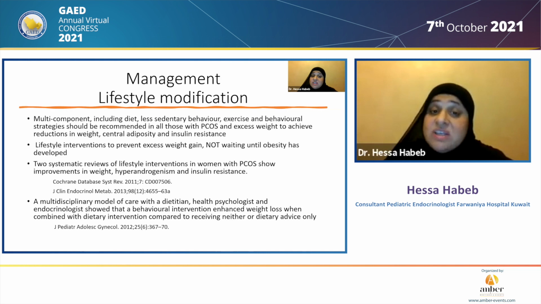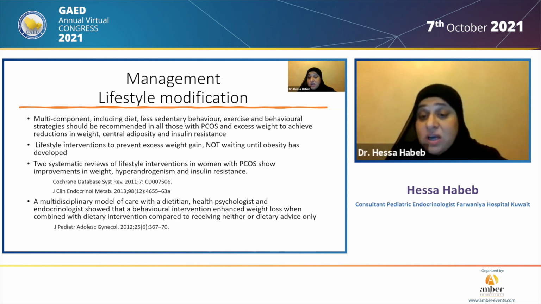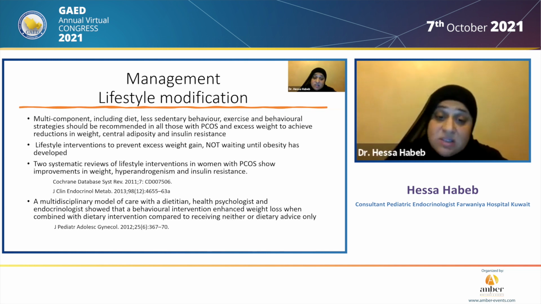Lifestyle intervention is to prevent excess weight gain, and not to wait for obesity to develop. So we need to address and discuss lifestyle intervention to avoid excess weight gain. Two systematic reviews of lifestyle intervention in women with PCOS have shown improvement in weight, hyperandrogenism, and insulin resistance. And a multidisciplinary model of care with a dietitian, health psychologist, and endocrinologist showed that behavioral intervention enhanced weight loss when combined with dietary intervention, compared to receiving neither or dietary advice alone.